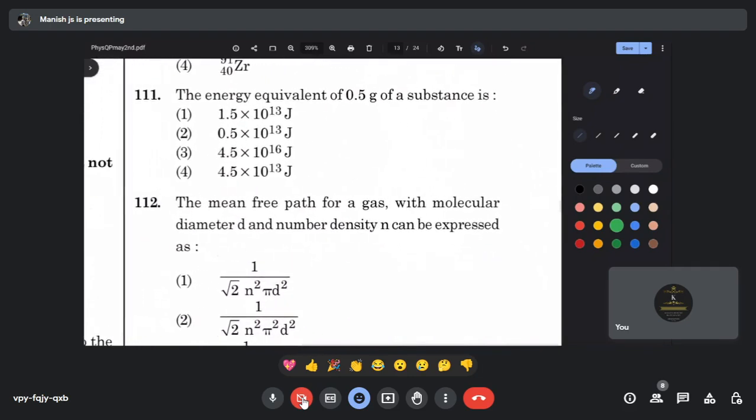Question number 111. The energy equivalent to 0.5 grams of a substance. How can we find the energy equivalent to 0.5 grams of a substance? Which formula can we use? Einstein's famous equation. No, not that equation. We use Einstein's equation E is equal to mc squared. Use the equation and find out the energy.